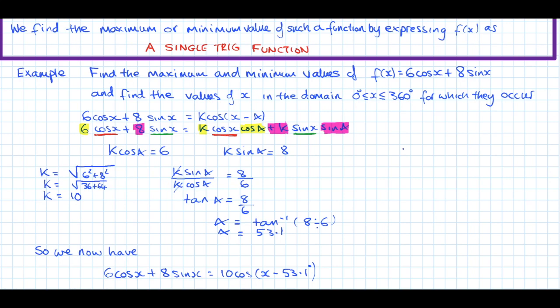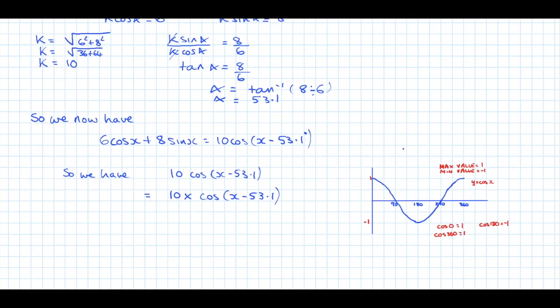Let's look at what we have now and really what today's problem is. So we have taken that and we have expressed it as 6 cos x plus 8 sin x equals 10 cos x minus 53.1. Now we were asked to find the maximum and the minimum. That is our problem here. Find the maximum and minimum value of 10 cos x minus 53.1.